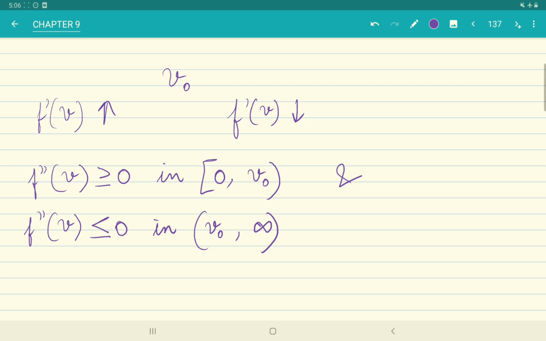And again, what we see here is that f double prime is changing sign at the input level v naught. So first, before we reach that production level, so I think I've made this mistake. I'll just get back to this.